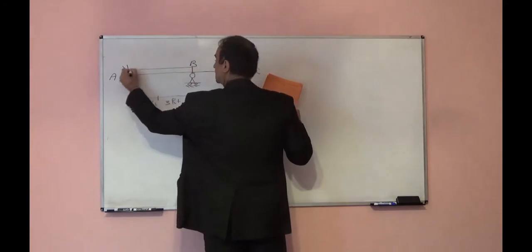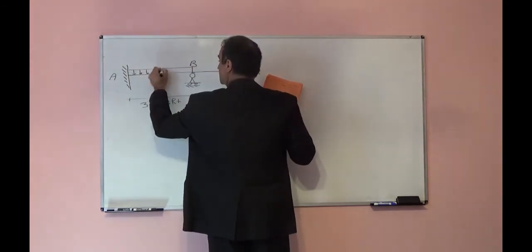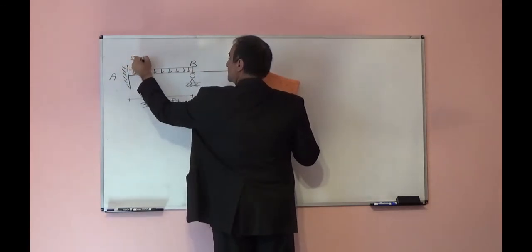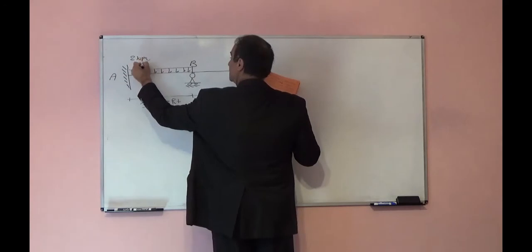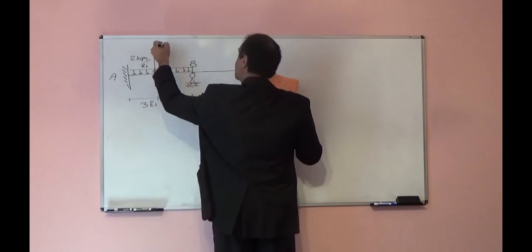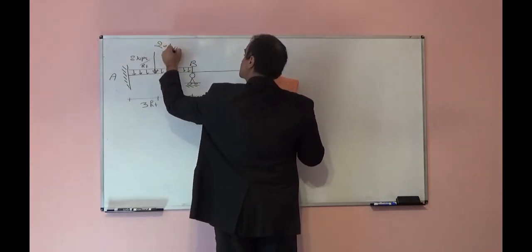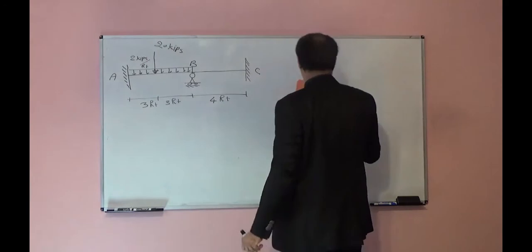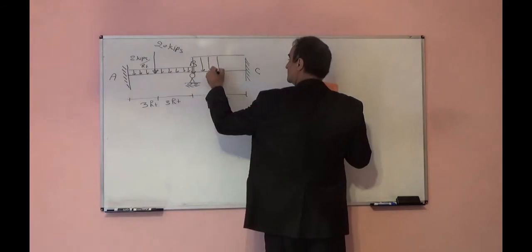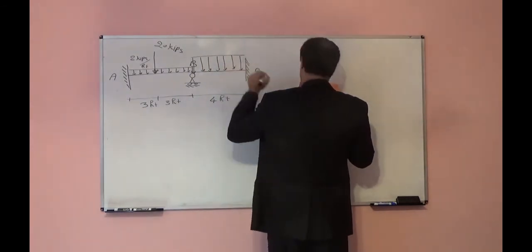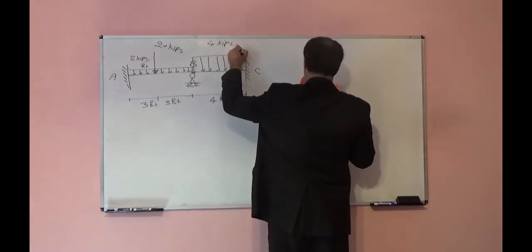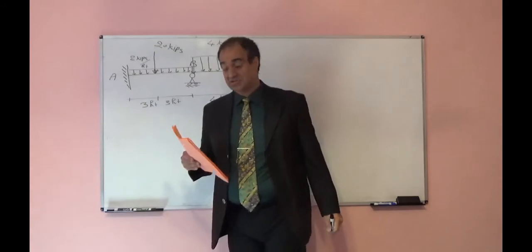The distributed load here is 2 kips per feet. At mid-span, here we have a 20 kips load. At the BC part we have another uniform distributed load, and the intensity of this one is 4 kips per feet. We want to find reactions, shear diagram and moment diagram.